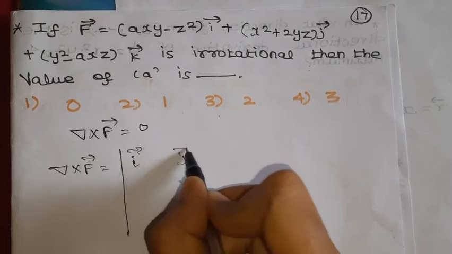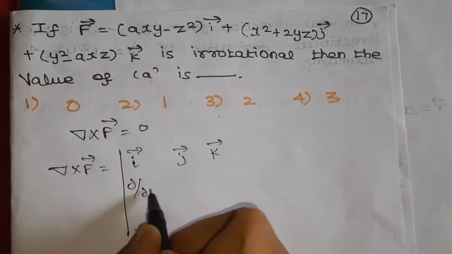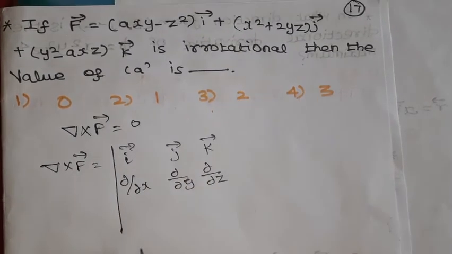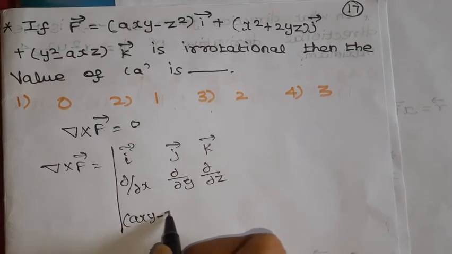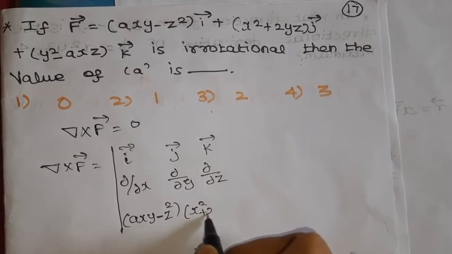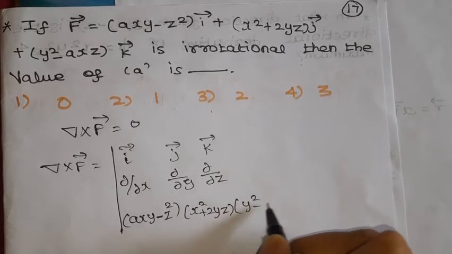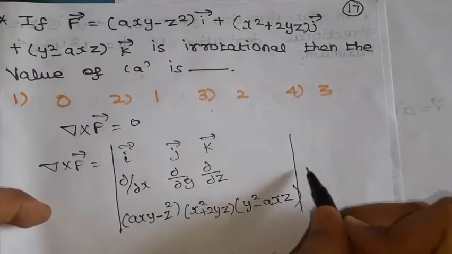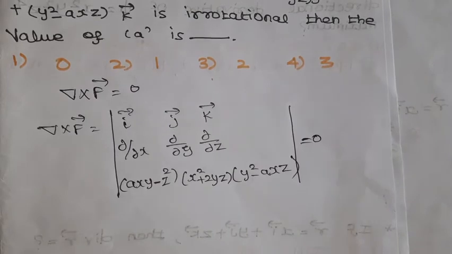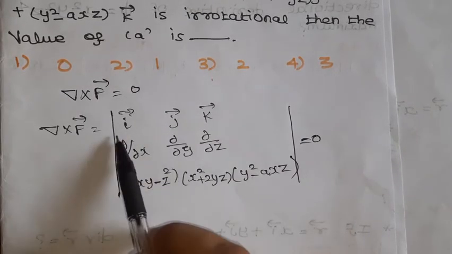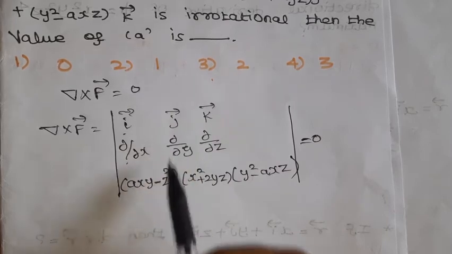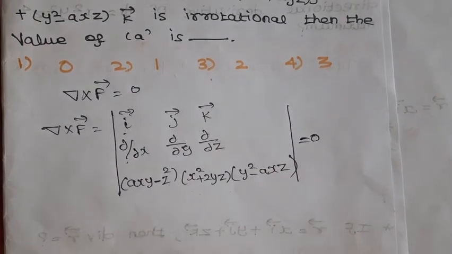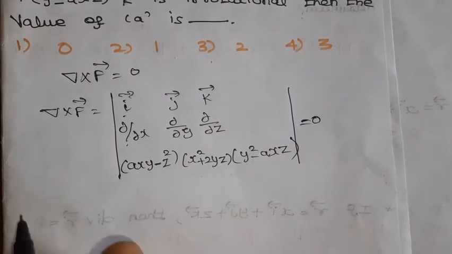i, j, k, then dou by dou x, dou by dou y, dou by dou z. Then a x y minus z squared, x squared plus 2yz, y squared minus a x z, is equal to 0. Now what we are going to do is just expand the terms.